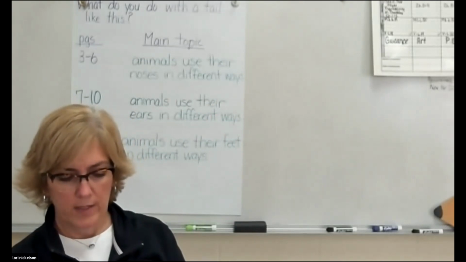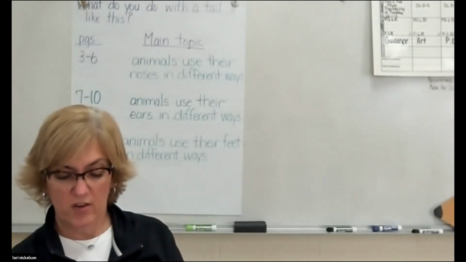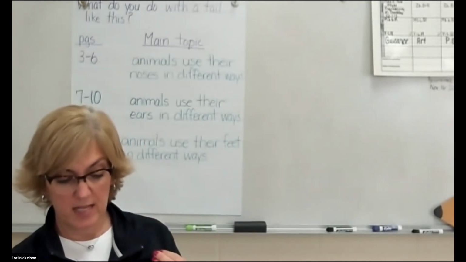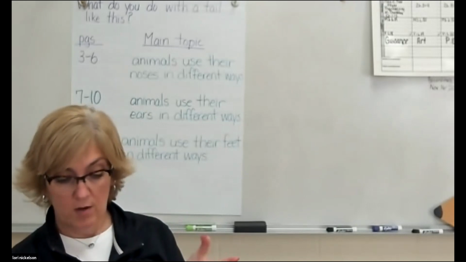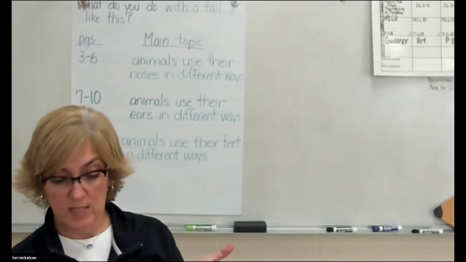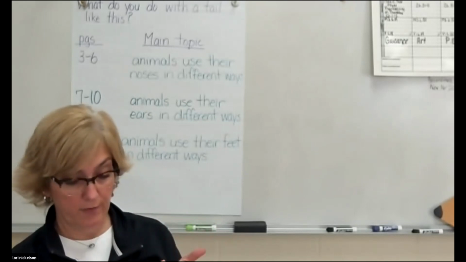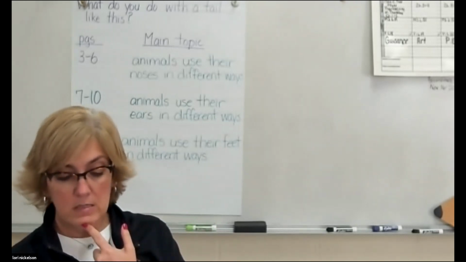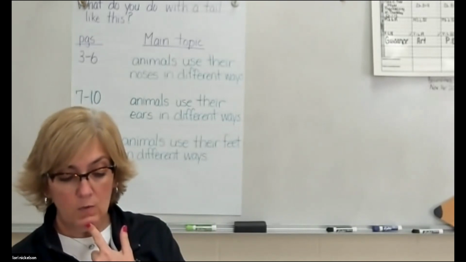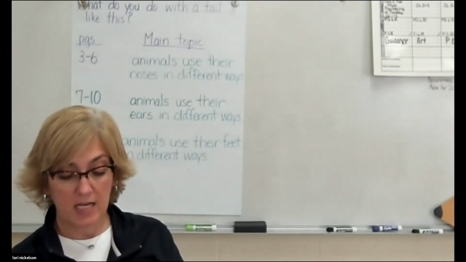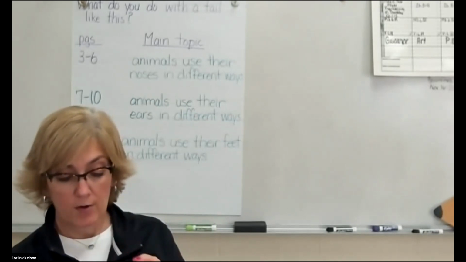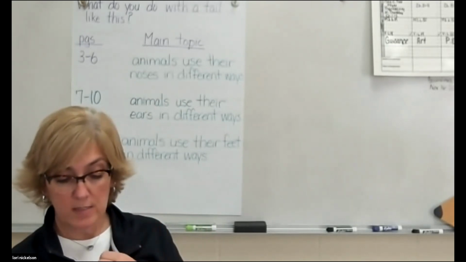Well, we know the main topic of the whole book is that animals use their noses, their ears, their tails, their eyes, their mouths, and their feet in unique ways, right? We also know that it talks about a lot of animals that have the same body parts, but they use them differently. So I would conclude that the main topic of this text is animals use their noses, ears, tails, eyes, mouths, and feet in unique ways, right?